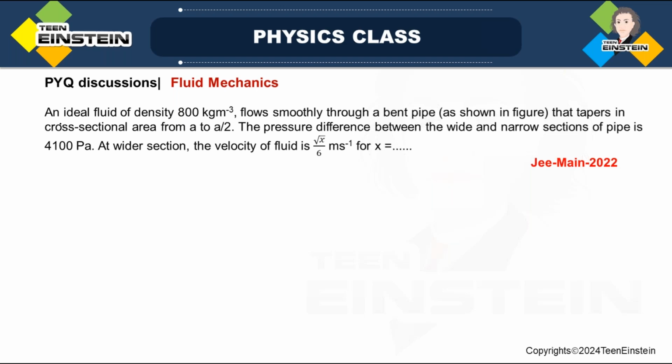So this question says an ideal fluid of density 800 kg per meter cube flows smoothly through a bent pipe, as shown in the figure, that tapers in cross-sectional area from A to A by 2. I'll just draw the figure for you here. I have forgotten to give the figure. So what is the figure over here?